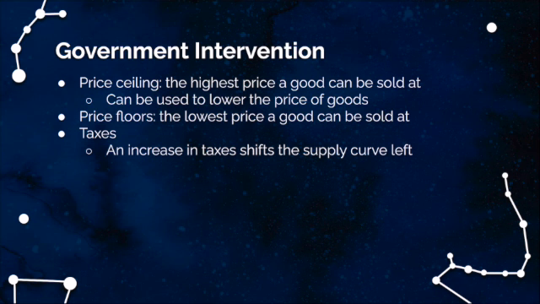Now, government intervention. This can be done in various ways. One way is a price ceiling, which is the highest price a good can be sold at. This is usually used to lower the price of goods. Price floors are the lowest price a good can be sold at, and these are used conversely to increase the price of goods. Taxes have an indirect effect, with an increase in taxes affecting input costs. So an increase in taxes is going to also increase input costs, which is going to reduce the supply curve, which means it'll shift to the left.